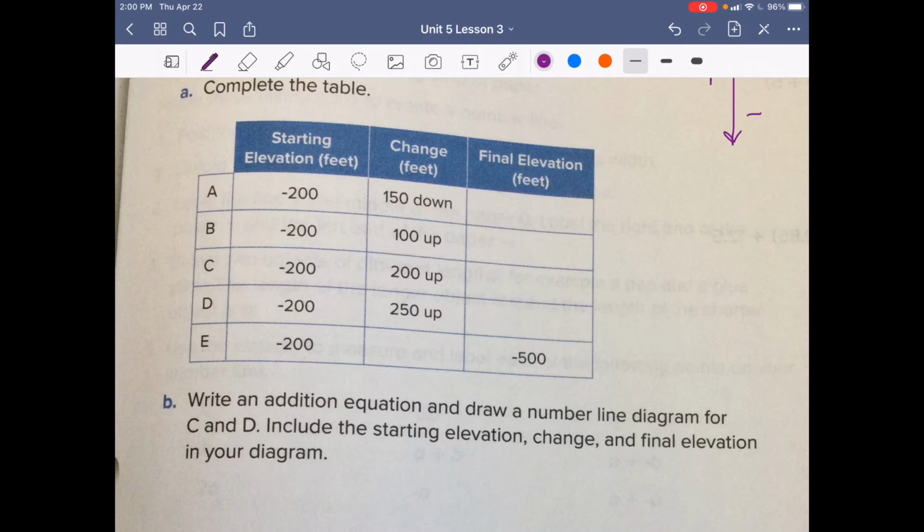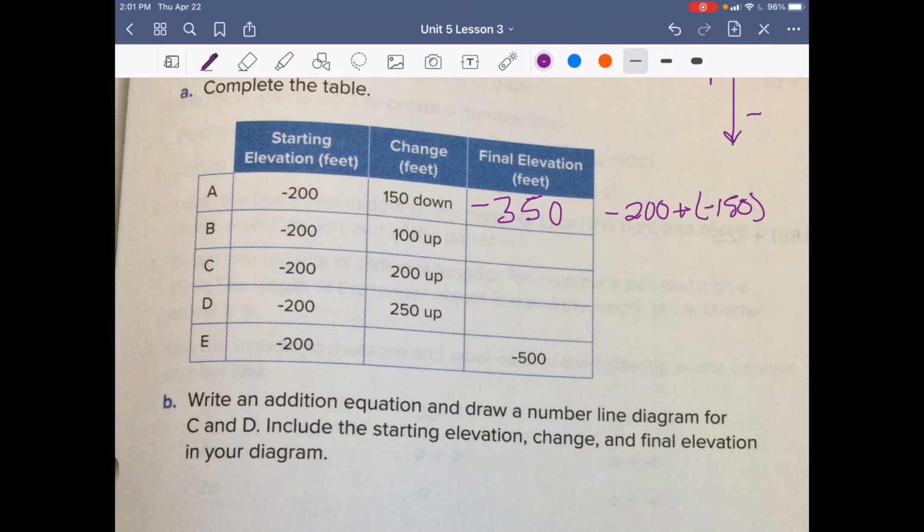So letter A has us starting at negative 200 feet. So let's take a look here. We're going down 150. So we have negative 200 plus negative 150 because it's going down. So 200 plus negative 150. And because these are both negative, we can add it like we normally would. And 200 plus 150 is 350. But it's going to be a negative number because both pieces are negative.